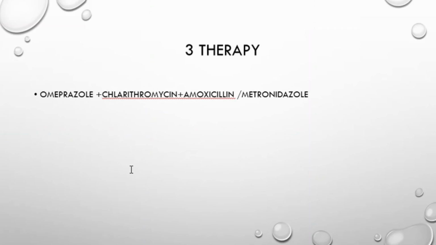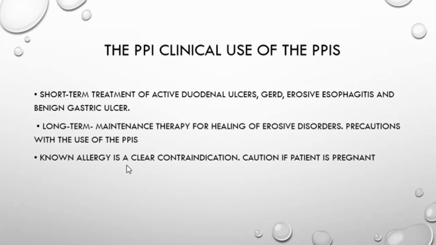We also have the triple therapy, which is omeprazole plus clarithromycin plus amoxicillin or metronidazole. For the PPI clinical use, we have the short-term treatment of active duodenal ulcer, GERD, which is gastroesophageal reflux disease, erosive esophagitis, and benign gastric ulcer.